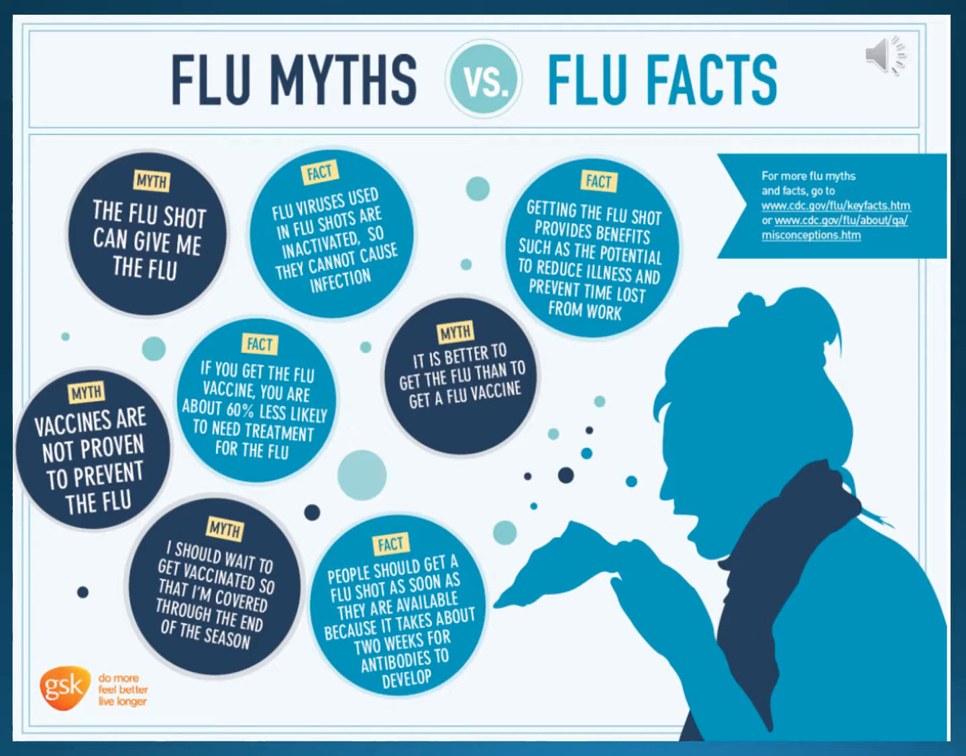And then, I should wait to get vaccinated so that I'm covered through the end of the season. You are covered through the end of the season. The immunity lasts through the whole season. That is not a problem. It's better to get the flu than the flu vaccine. No, absolutely not. You don't get complications from the vaccine, but you do get complications from the flu. So vaccines are just really, really important. And I can't stress that enough. So please make sure you watch that vaccine PowerPoint.